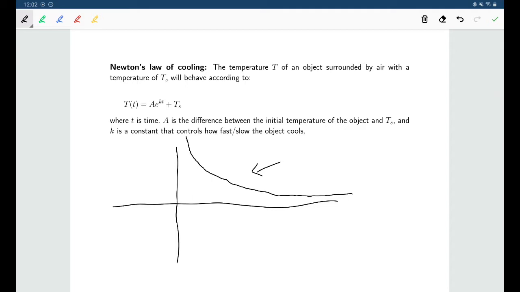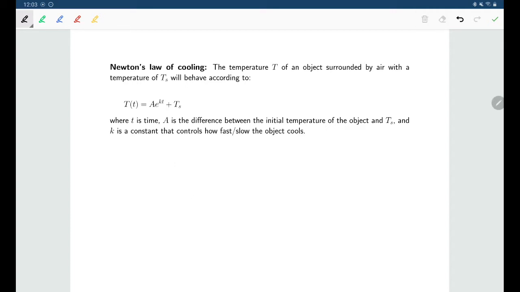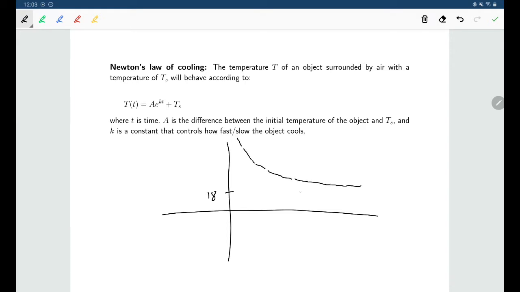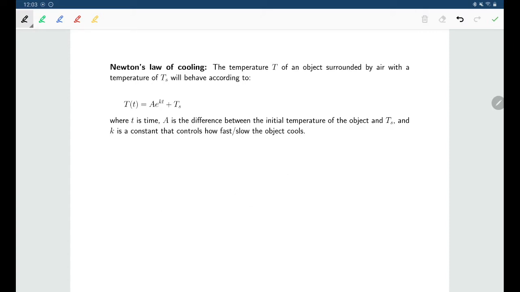And it's one where, again, it's not going to get infinitely cold. The amount of temperature that we're going to taper off to will be whatever the room temperature is. If you're in a room that is 18 degrees Celsius, for example, then no matter how hot you start with your soup, it will eventually taper off to 18 degrees, the room temperature, so there should be a horizontal asymptote at 18. And that's sort of the model that we're working with here.